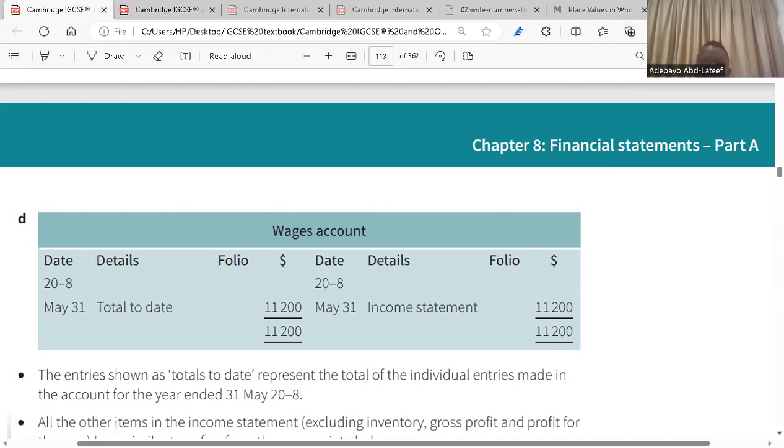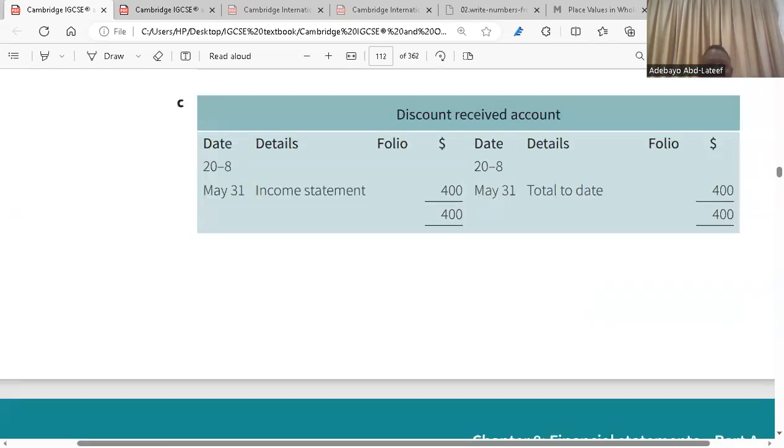So your income, when it is discount received, will be on the credit side of the income statement. Discount received is an income, on the credit side of your statement of profit and loss. Yes or no? Yes, yes. When you are transferring it in the discount received account in your ledger, it will be on the debit side because it's on the credit side there. Discount received plus gross profit.